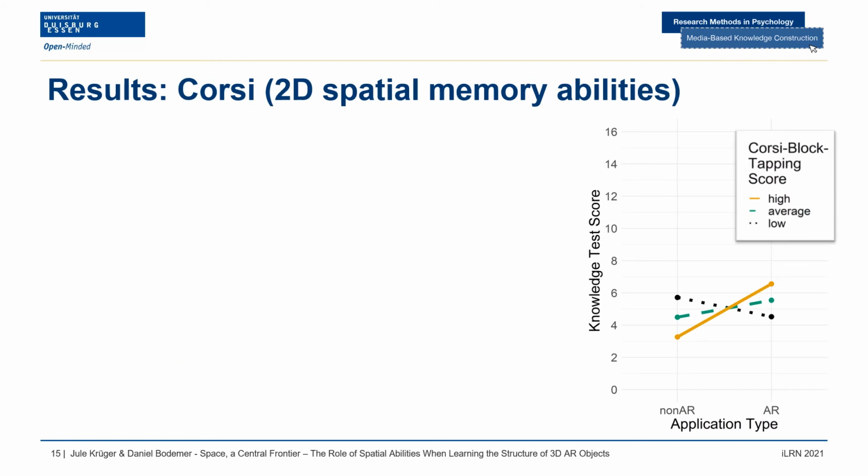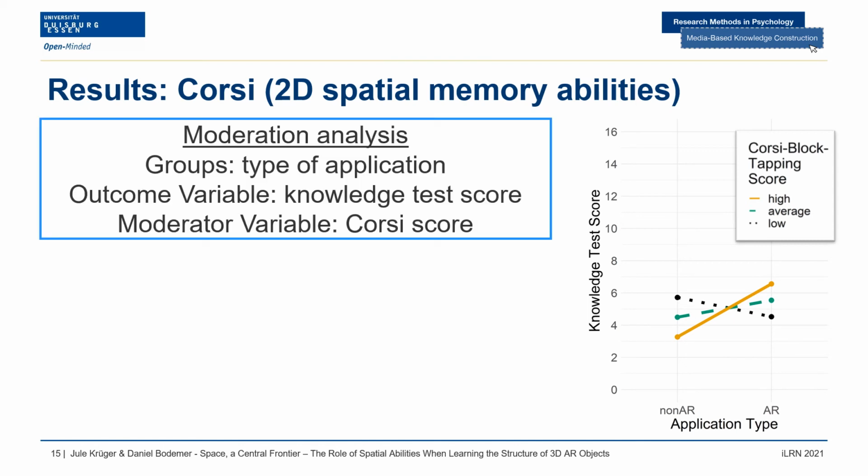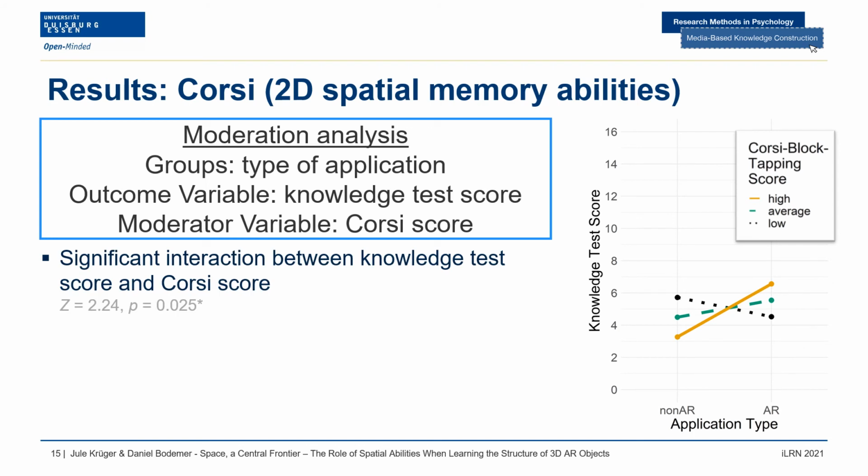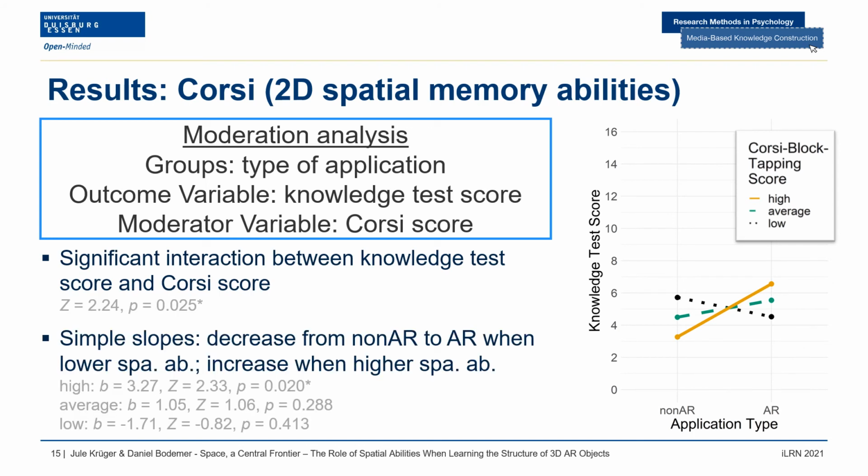In order to see how the Corsi block tapping task score and thus 2D spatial memory abilities had an influence on the relationship between the type of application and achievement, again moderation analyses were executed. While no significant interaction was found concerning learning task score, a significant interaction was found concerning knowledge test score. We found that learners with higher 2D spatial memory abilities profited from the AR visualization concerning knowledge test score, while learners with lower abilities did not.